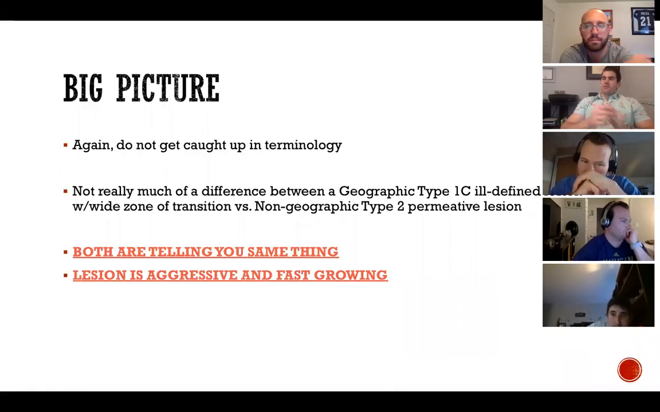Again, like you're saying, Zach and Joe have already touched on this. Don't get caught up in your terminology. Both are telling you that the lesion is fast growing and it's aggressive. And so this is something that needs to be investigated further, worked up, and potentially treated.